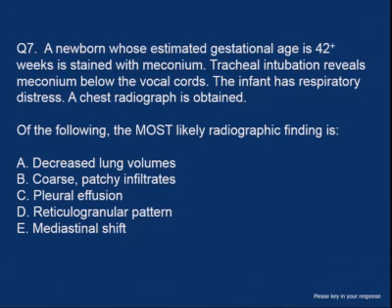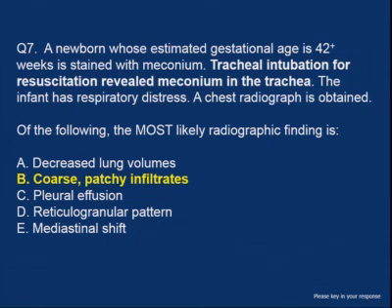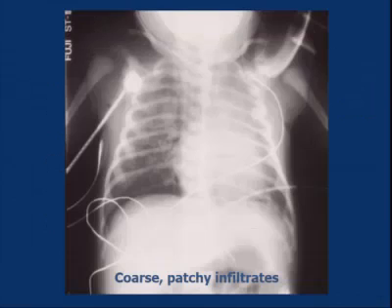Beautiful. Okay, so we're waking up. That's good. So, coarse patchy infiltrates, no question about it. This is an X-ray that most of you have seen. It's a typical X-ray of acute meconium aspiration syndrome. You can see the heterogeneous patchy infiltrates. These X-rays actually do come up on boards occasionally with this history. It should not be a difficult question to answer.